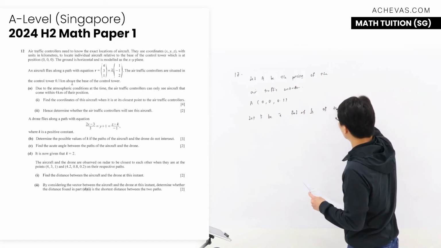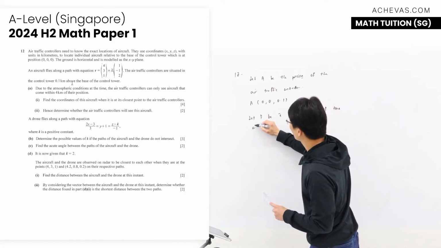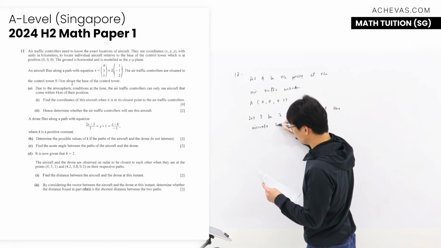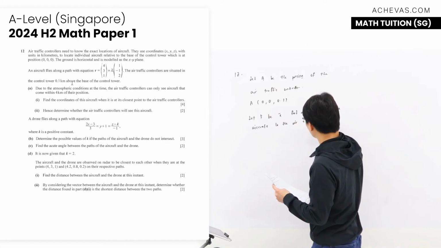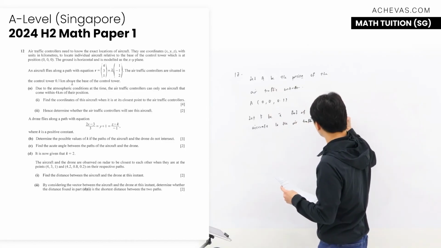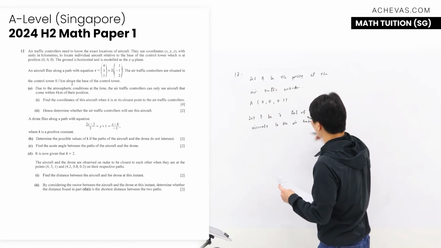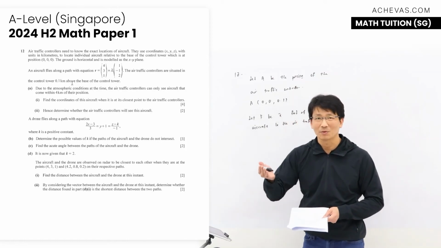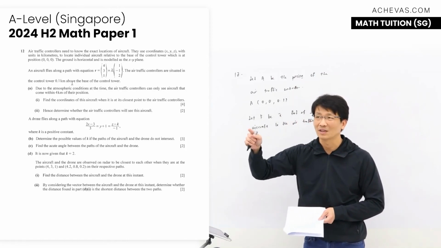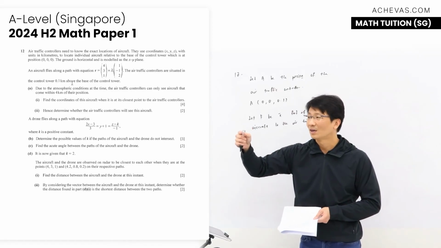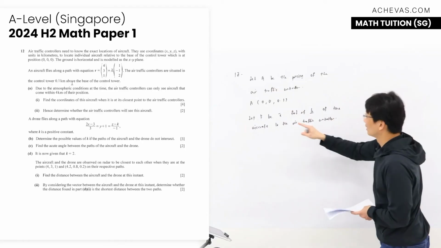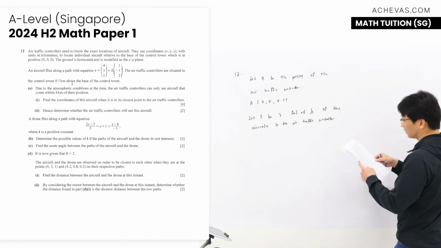of the aircraft to the air traffic controller. Because we know that foot of perpendicular basically means it's the closest point. Foot of perpendicular means it's the shortest distance from the line to the air traffic controller. That's why I define it to be, let F be the foot of perpendicular first.